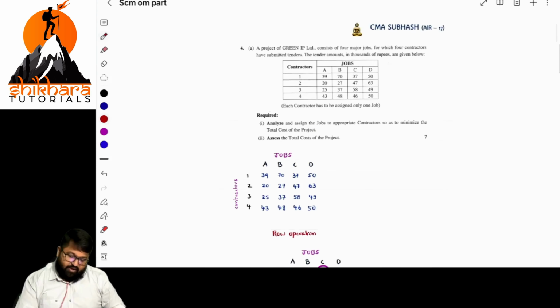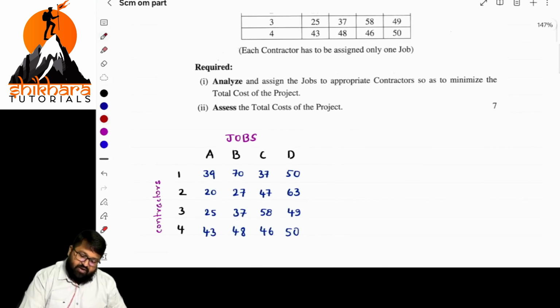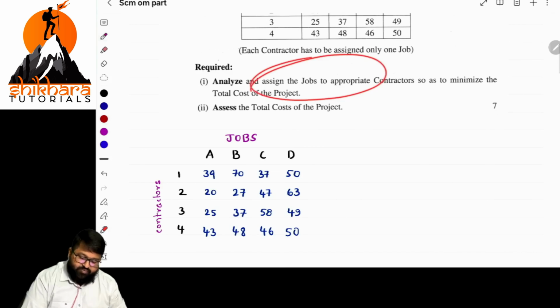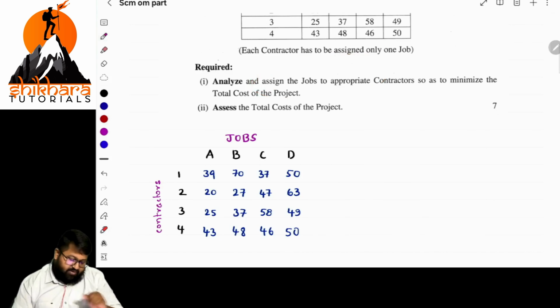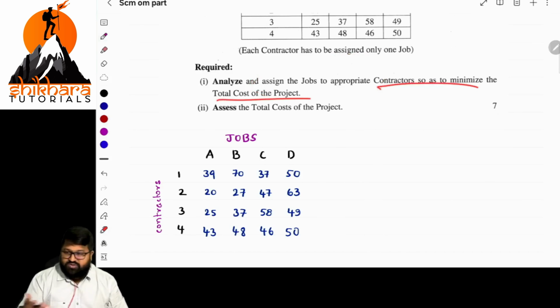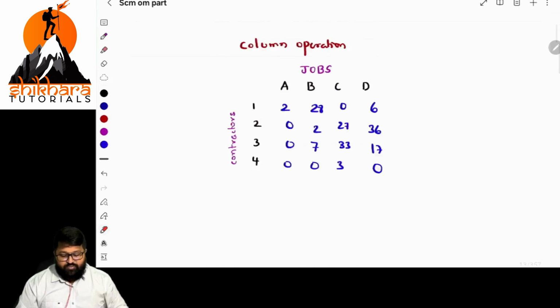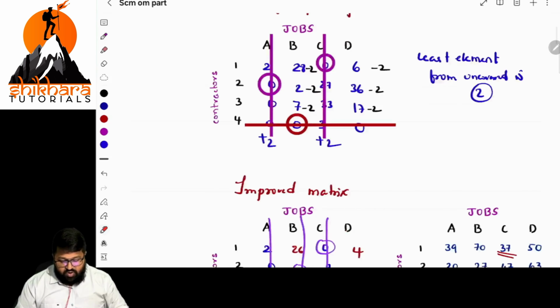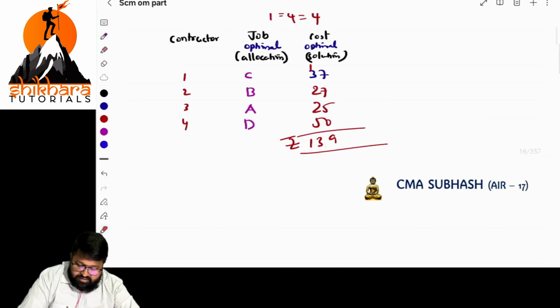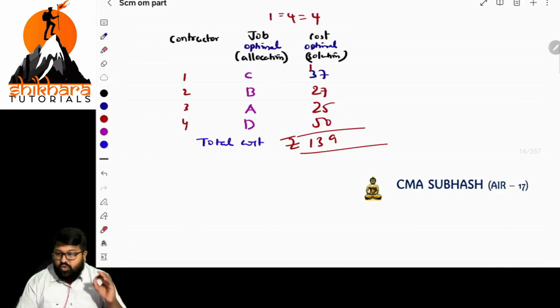We are done with Roman number 1. We analyzed it and assigned the jobs, that is the allocation part, to minimize the total cost of the project. Next, assess the total cost of the project. What is the total cost? This part is the total cost. That is, 139 is the total cost. Am I clear with the assignment?